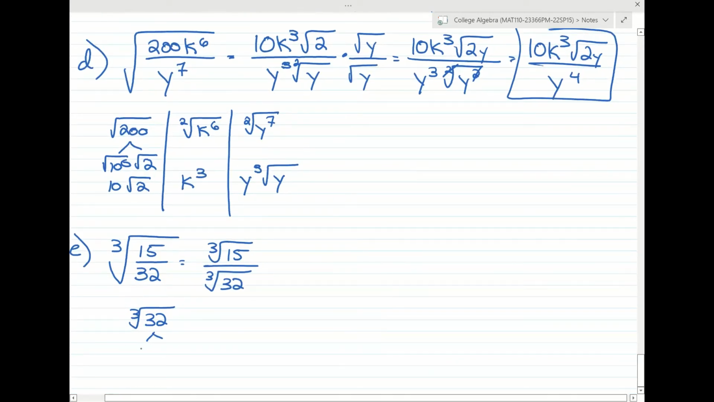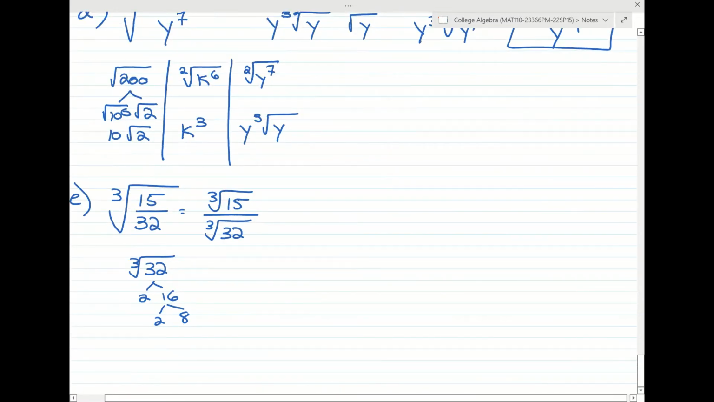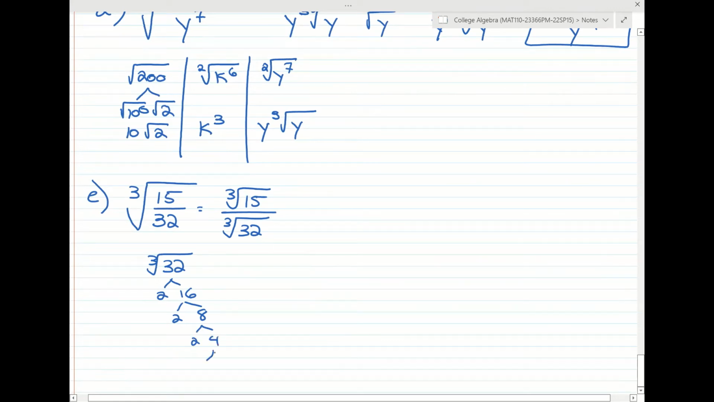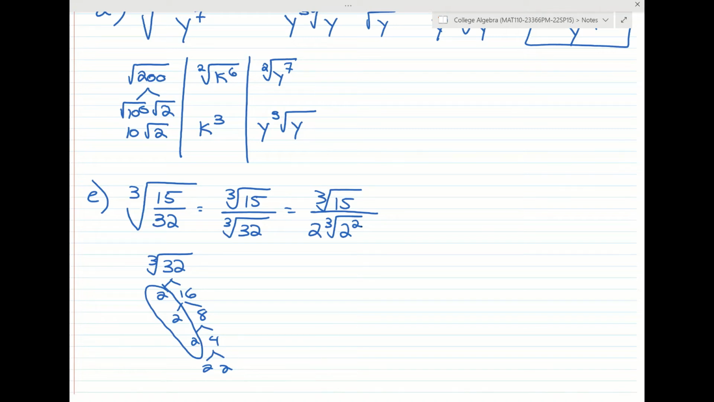This would be 2 and 16. 16 is 2 and 8. 8 is 2 and 4, which is 2 and 2. So the cubed root of 32 would be 2 times the cubed root of 2 to the second. You don't want to write 4 because remember the whole goal here, we're trying to match the index with the power of the radicand. If you write 4, you're going to have 4 to the first and then want to multiply by 4 to the second. It's just going to get too big. So just keep it prime numbers.